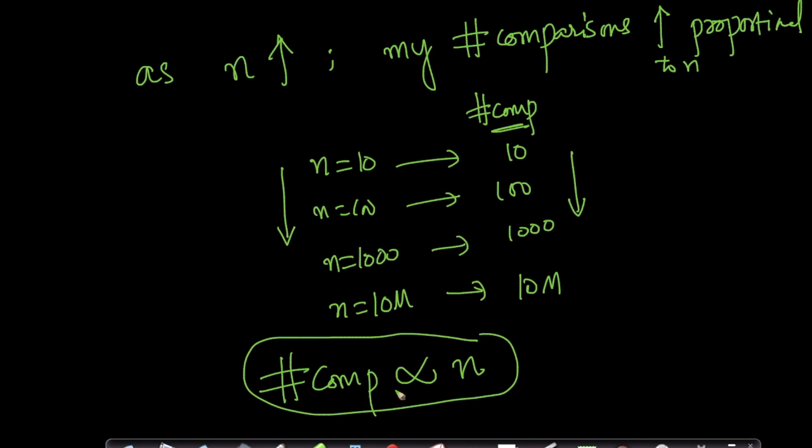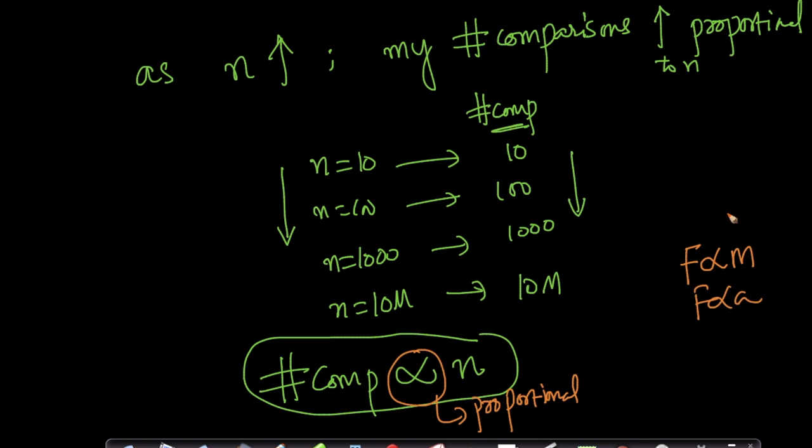This symbol in mathematics means proportional. Those of you who studied physics in your 11th grade or something like that, you'll understand that force is proportional to mass and force is proportional to acceleration. You must have learned this in Newtonian physics, right? Same terminology. Your number of computations is proportional to n.